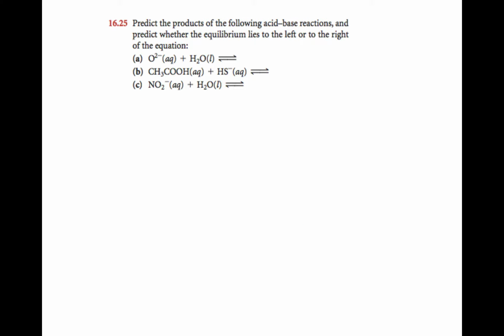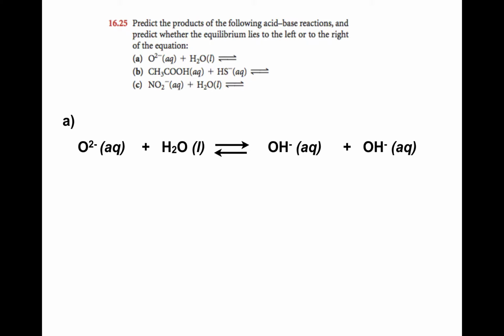Predict the products of the following acid-base reactions and predict whether the equilibrium lies to the left or the right of the equation. In other words, is it a spontaneous reaction or not a spontaneous reaction? So when I react oxide with water, water is going to act like the acid and protonate oxide to make two hydroxides. This is a very spontaneous reaction.